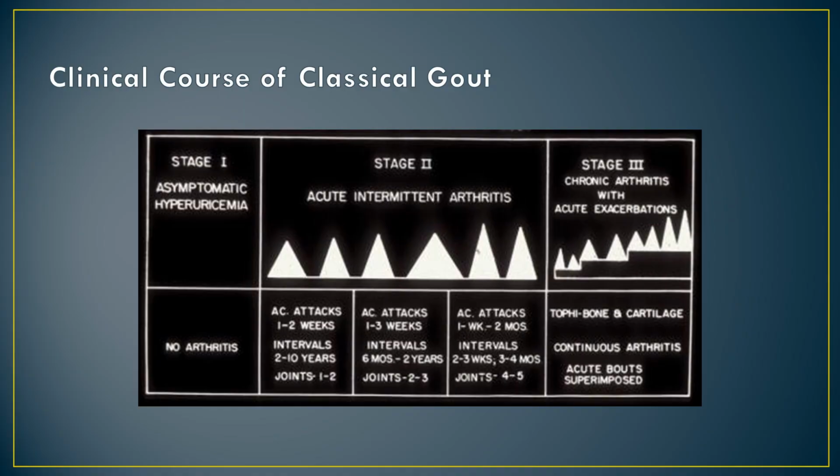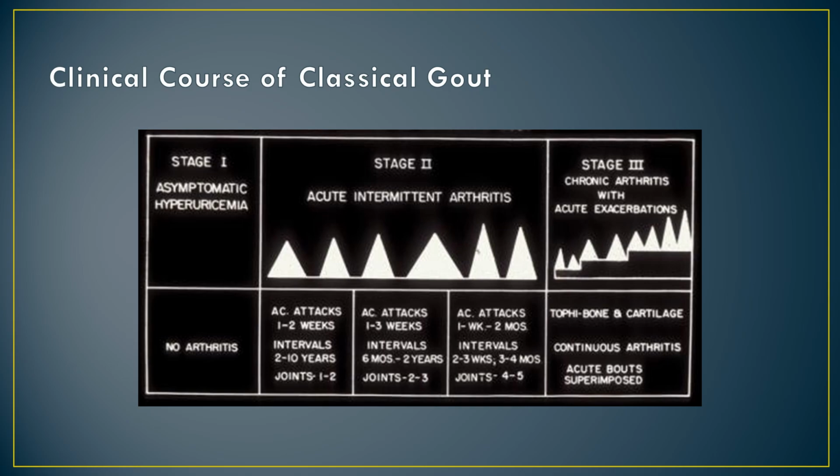This is a common pattern of how the gout will change over time. You'll see that in the first stage, people will have hyperuricemia, but no evidence of gout. And that can go on for years and years. When they do start to get arthritis, it usually will be present for a short period of time and will vary on how frequently it occurs. Like I said, it could happen a few years apart, or maybe even a few months or weeks apart.